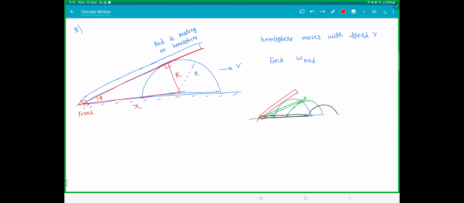So it is always about forming a triangle. The rod, since it is lying on the hemisphere, forms a tangent. And the tangent from the center, the angle is 90. Try.